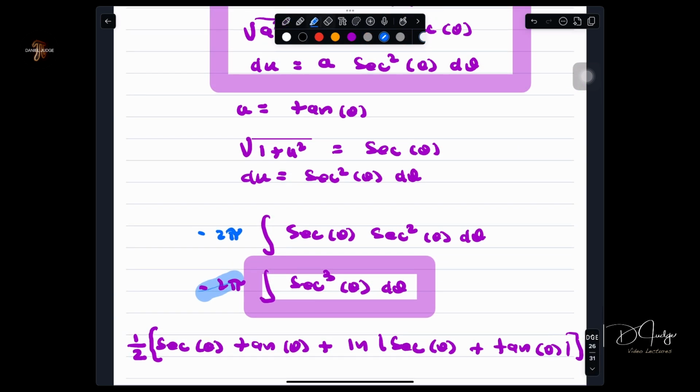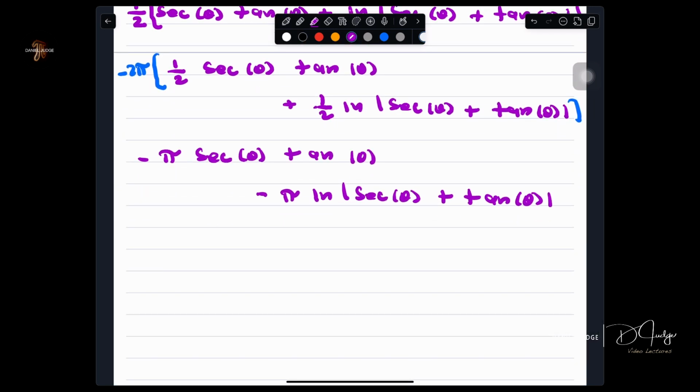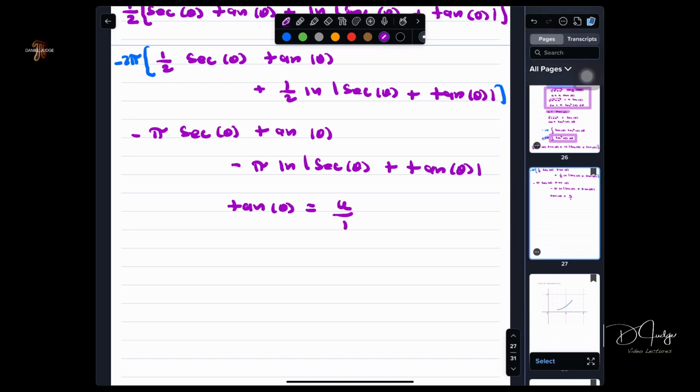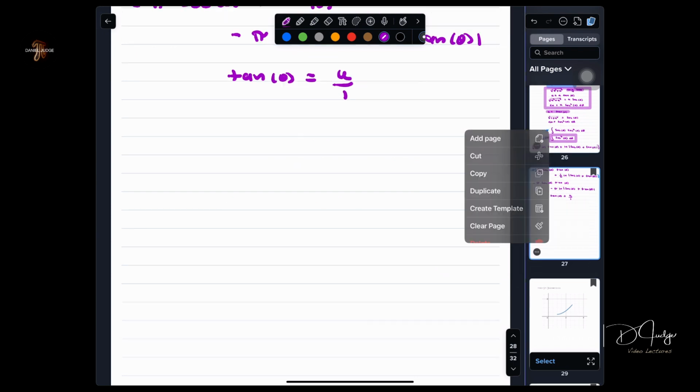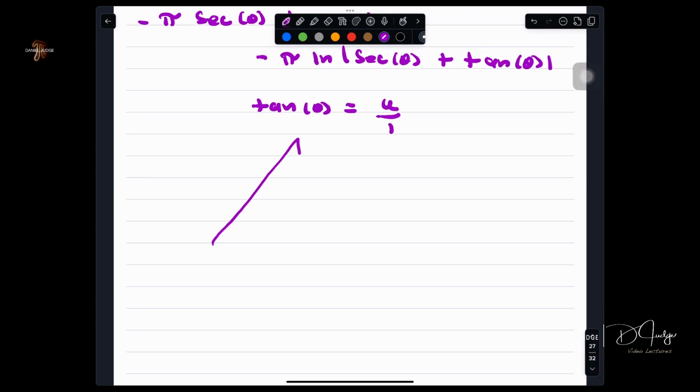Okay, let's remember here that u is tangent theta, so we're going to have to use that information to go back in terms of our u now. So we have tangent theta is u over 1. We're going to need more paper, I guess, or add a page. All right, let's bring our right triangle here. Theta, definition of tangent.